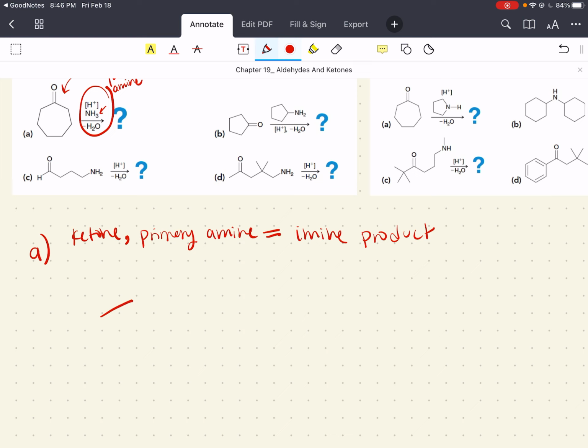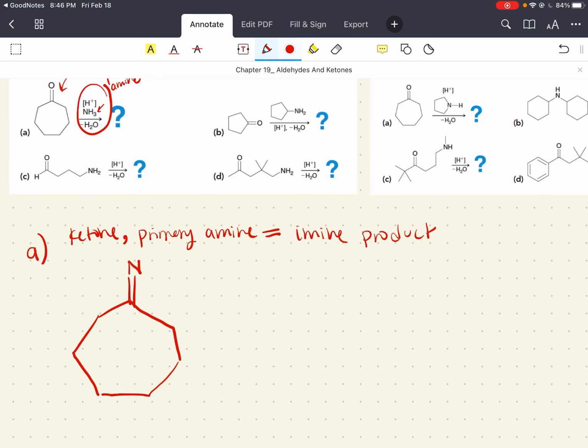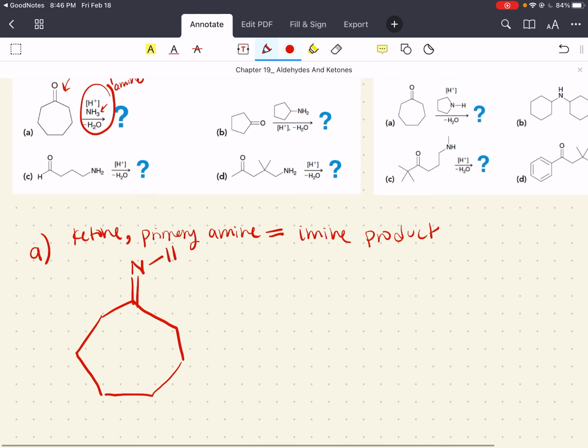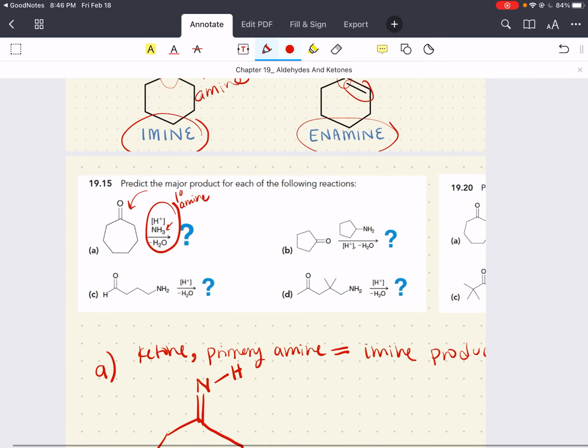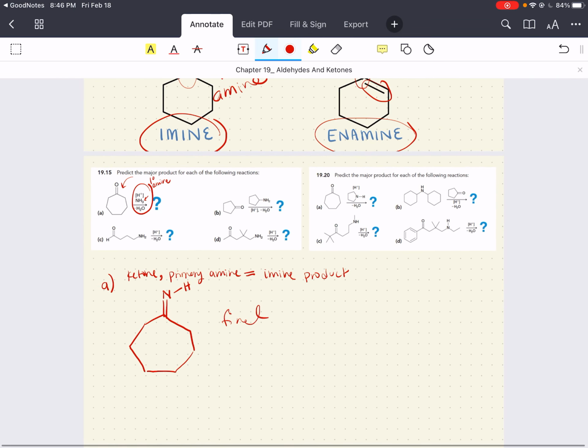So what that means is it's going to look like this. And we're going to go ahead and draw this like a 7-membered ring or something. Very ugly, don't judge me. This double bond to an oxygen is no longer a double bond to an oxygen. It's now a double bond to a nitrogen, and its R group is just another hydrogen. So this is our final product here.